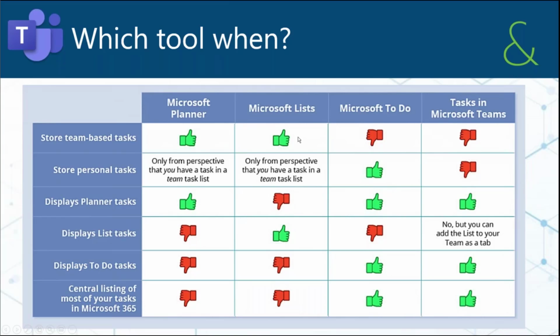So if you registered for this, you're going to get the presentation at the end, and this is kind of just outlining which tool when. So if it's something you're planning on doing with a team, then Planner and Lists are really the tools to go with. If it's something you want to do individually, To Do is more the tool to use. And so it's just a chart to summarize what things and then what tool to use.